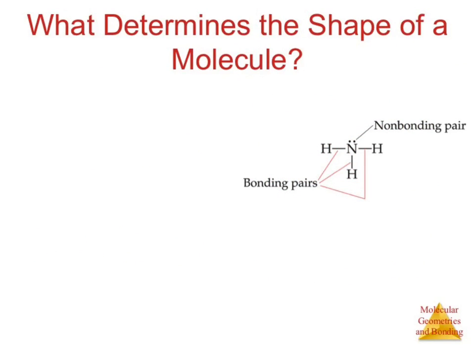Okay, so shapes of your molecules. We're differentiating our electron pairs between non-bonding and bonding. How do we know they're non-bonding? Dots. How do we know they're bonding? Lines. It's as simple as that.